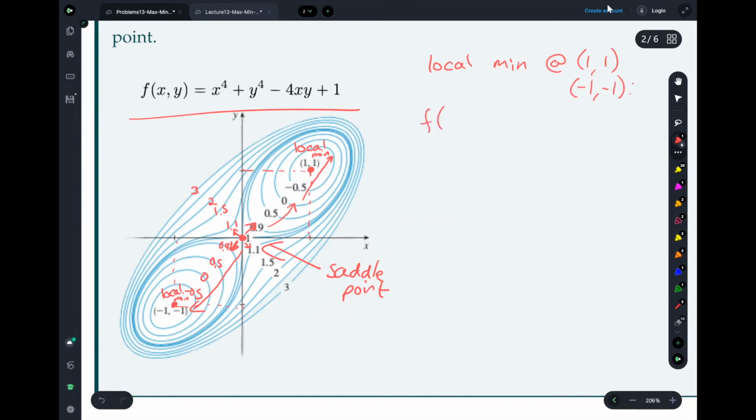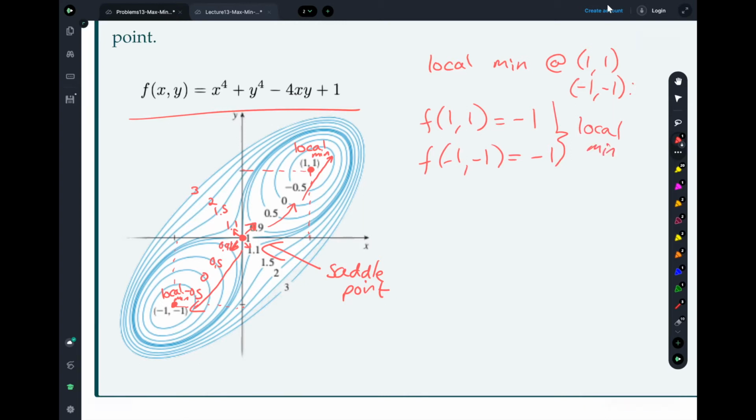We plug these values into our function, f at 1, 1. Well, we're going to have 1 to the 4 plus 1 to the 4 minus 4 times 1 times 1 plus 1, which ultimately ends up equaling minus 1. And f at minus 1, minus 1 also turns out to be minus 1 as well. So these are local minima. And this is a good check to do if we have that function there to plug them in, because we can see that all of our other level curves are at minus 0.5 and above. Therefore, these values here at minus 1 are our lowest values.